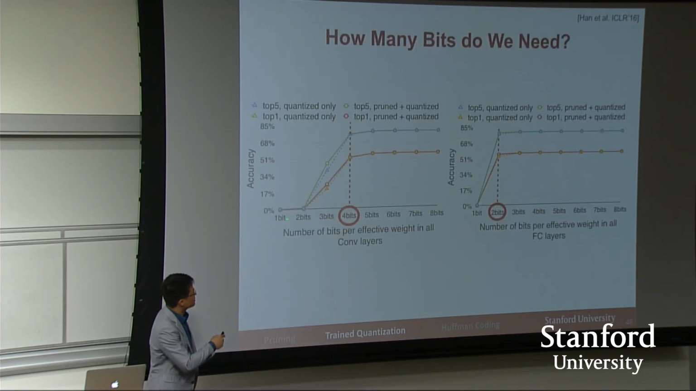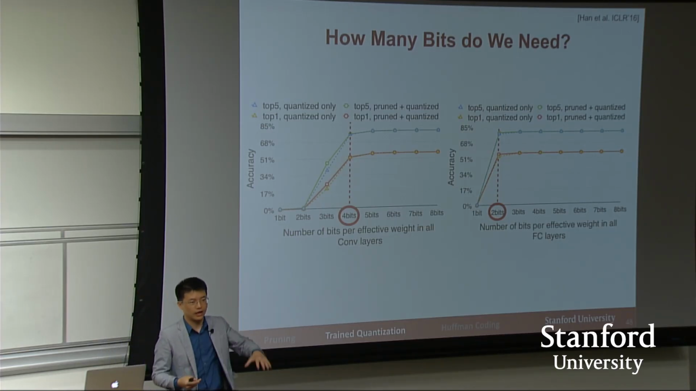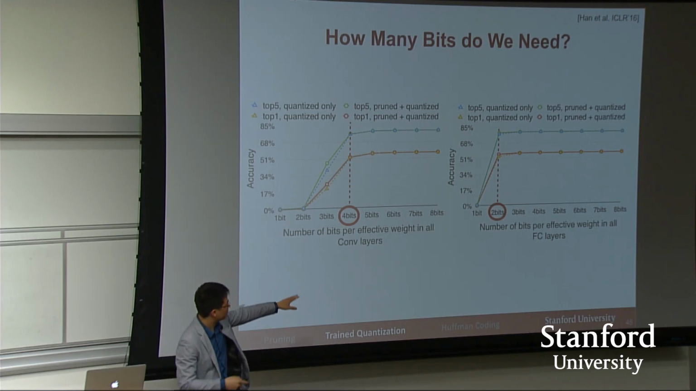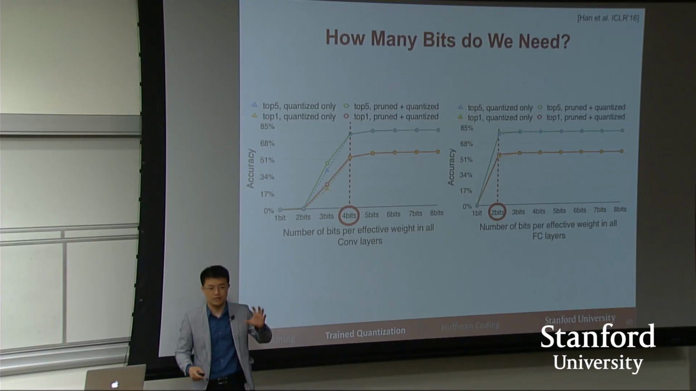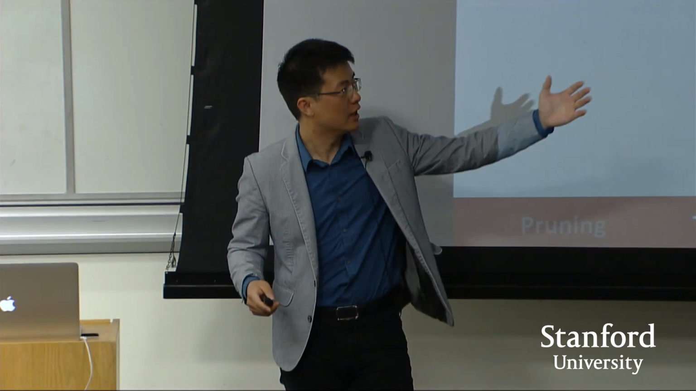So let's see. This is the number of bits we give it. This is the accuracy. For convolution layers, not until 4 bits does the accuracy begin to drop. And for those fully connected layers, very astonishingly, not until 2 bits, only 4 numbers, does the accuracy begin to drop. And this result is per layer.